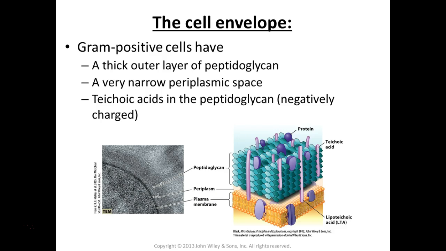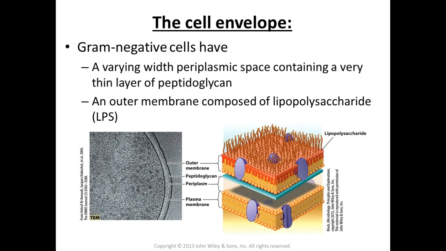In contrast, gram-negatives have a much thinner layer of peptidoglycan as compared to gram-positives. They have a huge periplasm space that the peptidoglycan is actually said to be in. And they have an additional membrane. So they have an outer membrane in addition to the cell membrane.